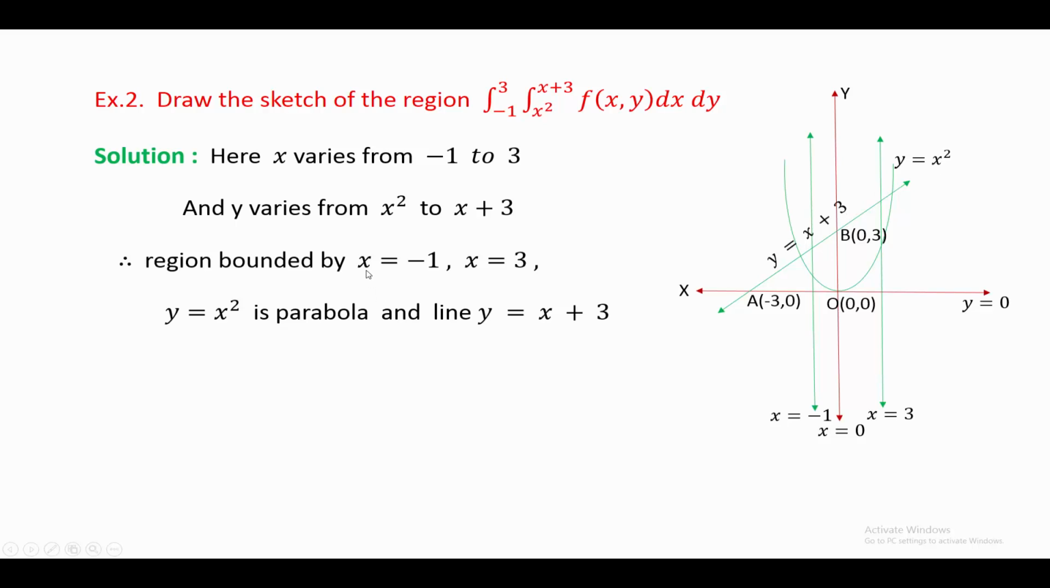The required region is between the lines x equal to minus 1 and x equal to 3, then the parabola y equal to x square and the line y equal to x plus 3. First line x is minus 1, next line x is 3, then the parabola and this line. So the required region is only this part. Among all these four curves, x is minus 1, x is 3, the parabola and this line, this is the required region, and this is the sketch of the given double integration.